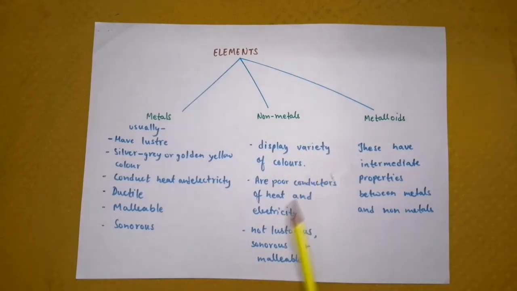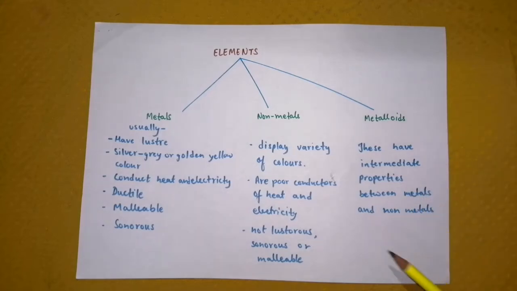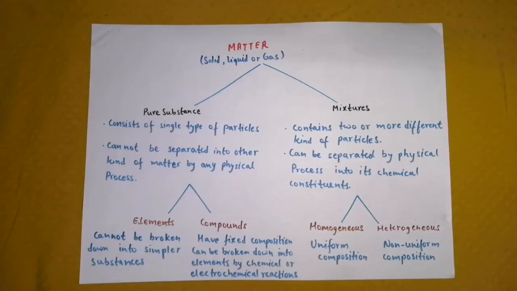Non-metals usually display a variety of colors. They are poor conductors of heat and electricity. They are not lustrous, sonorous or malleable. And metalloids usually have intermediate properties between metals and non-metals. Mixtures can be heterogeneous or homogeneous. Homogeneous mixtures have uniform composition and heterogeneous mixtures have non-uniform composition throughout the mixture.